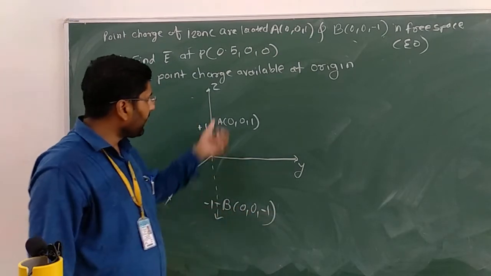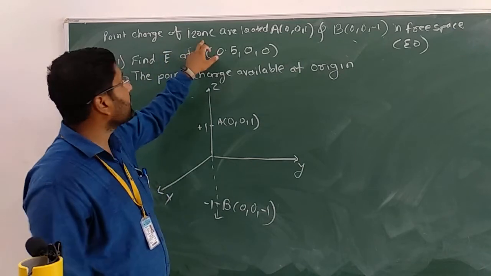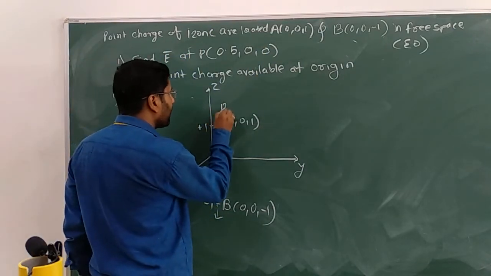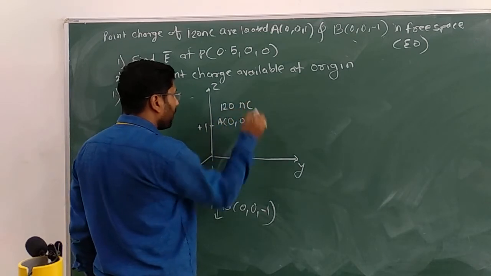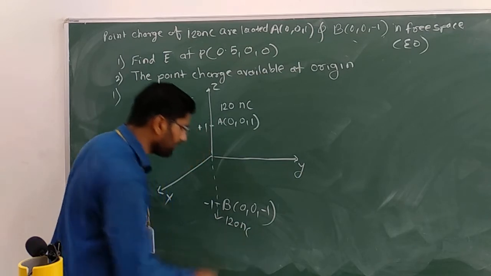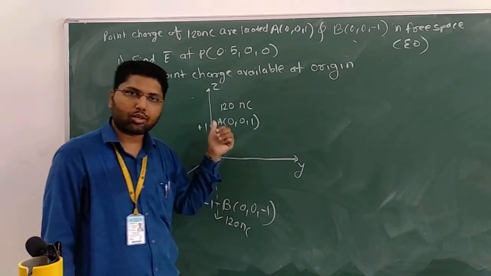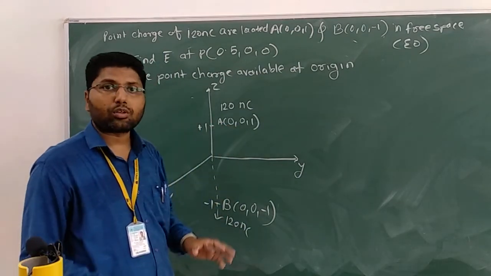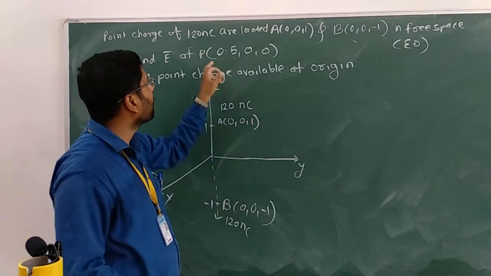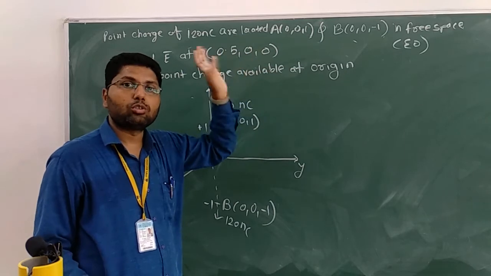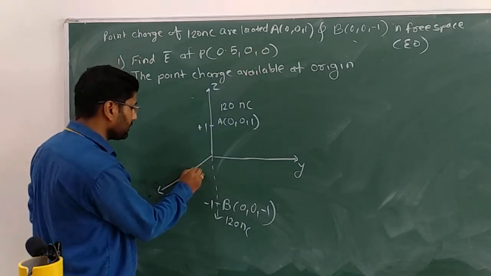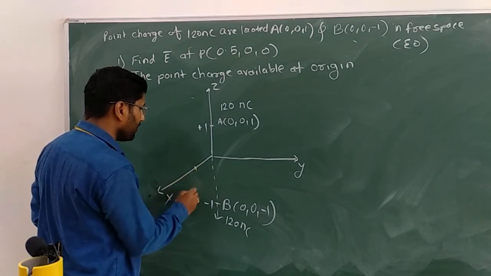These two points A and B have the charge 120 nanocoulomb. The charge is 120 nanocoulomb on both of these. Due to these two charges, we have to find the electric field intensity at the point (0.5, 0, 0). Where is 0.5? It is on the x-axis, so suppose here will be 0.5.